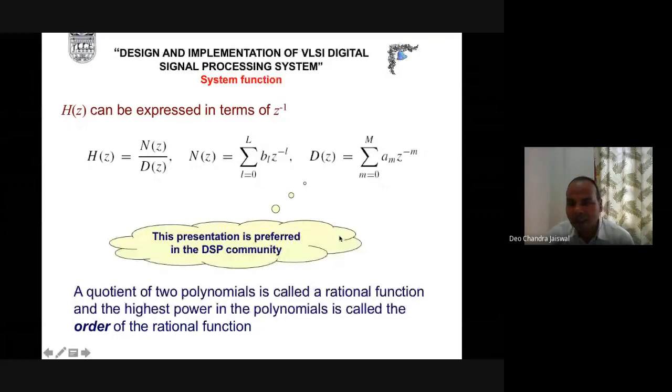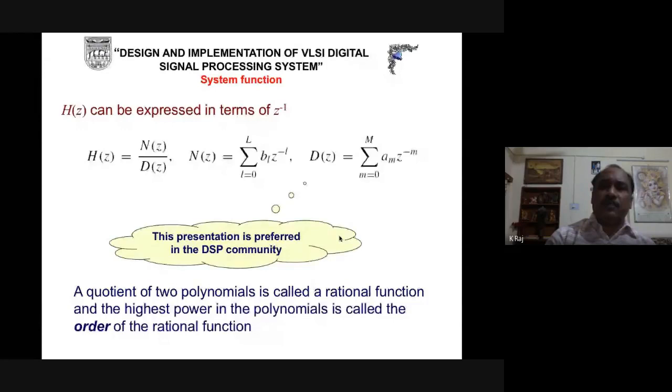So H(z) can be expressed in terms of Z inverse, and that is preferred in DSP. Here H(z) will be represented as the numerator polynomial of Z divided by the denominator polynomial of Z. The numerator polynomial may be represented in terms of z to the power minus l, where l goes from 0 to capital L, and the coefficients are b_l, as we have discussed in the case of the continuous system. Similarly, the denominator terms will be represented by a_m multiplied by z to the power minus m, where m is 0 to capital M. This representation is preferred in the DSP community.